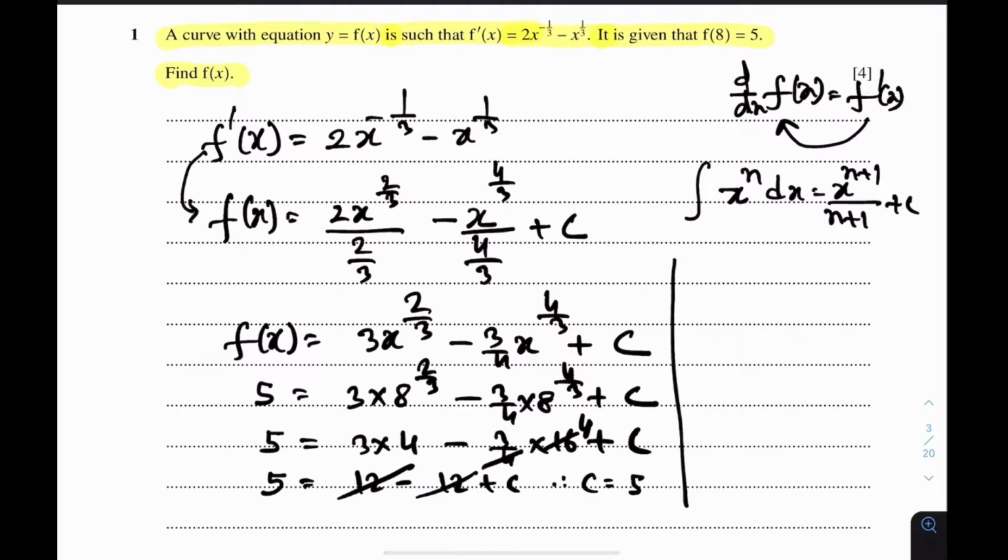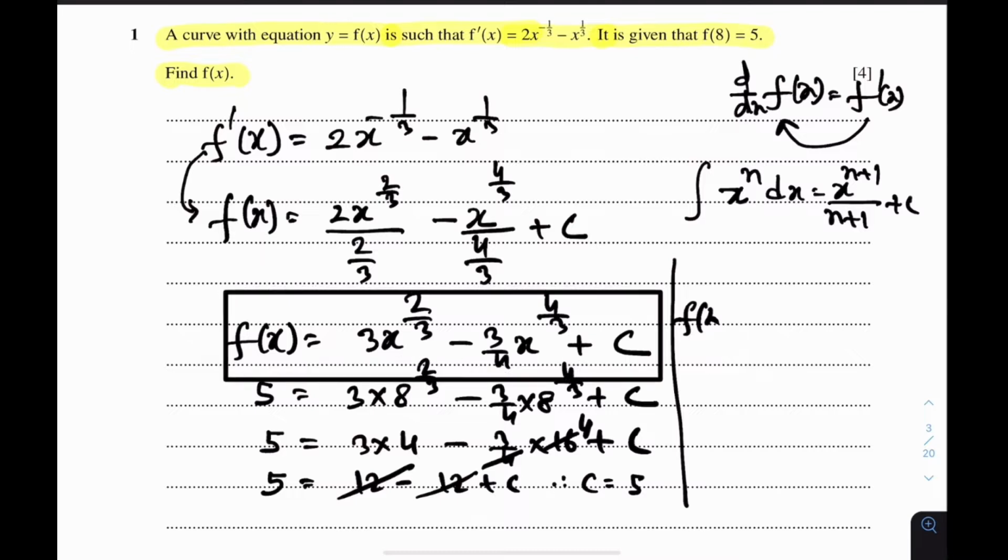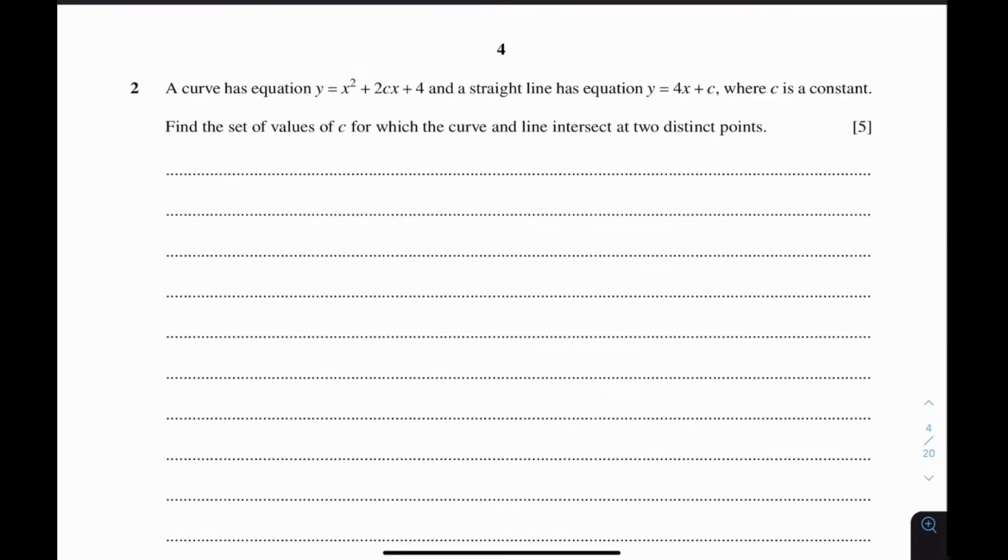That means now f(x) becomes, because I need to use the value of c, f(x) equals 3x to the power 2/3 minus 3/4 x to the power 4/3 plus 5. So this is the final answer. This is question number 2.